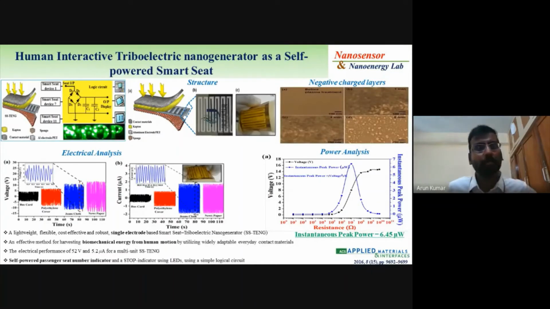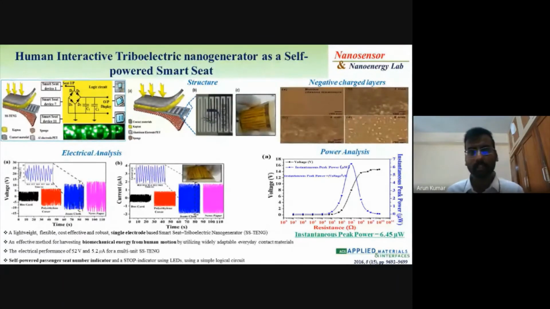This is a simple device. I'm not going to explain the fabrication technique in detail because we have limited time, 30 more minutes, so I'll just go brief. This is a triboelectric nanogenerator we fabricated using an IDT electrode. On top, we pasted a Kapton, and the contact material is a cloth which comes in contact with the device.